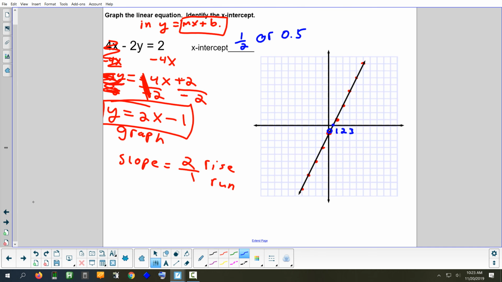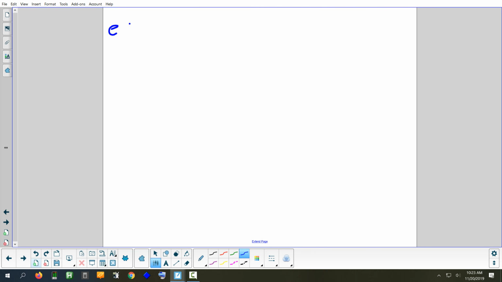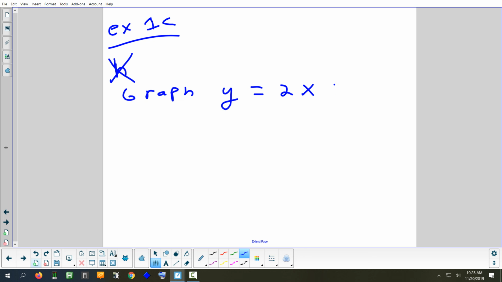All right, let's try this one. So you don't have a 1C on your notes. What you do have is an example H, and it has a grid. I know it's a little bit small, but use review H. Cross the H out, and just put 1C. So I want you to graph y equals 2x plus 4.